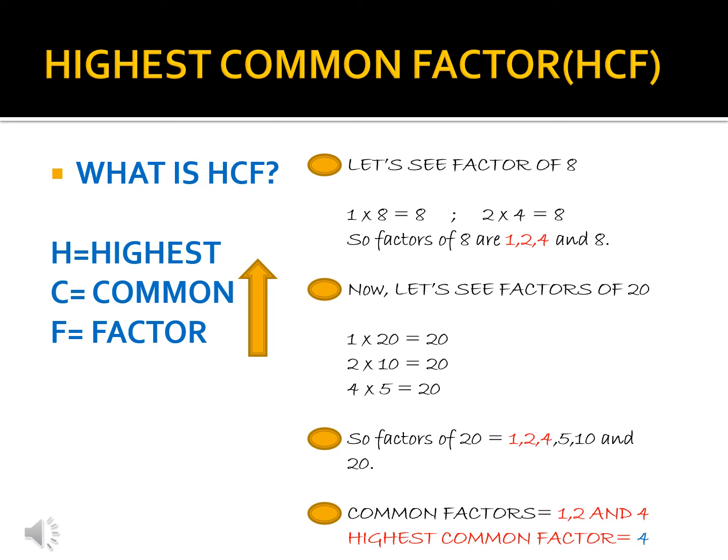If you see the common factors of 8 and 20, you will find 1 is a common factor, 2 is a common factor and 4 is a common factor. I marked them with red color. Now, selecting the highest common factor out of 1, 2 and 4, the highest number is 4 here. So the HCF of 8 and 20 is 4.